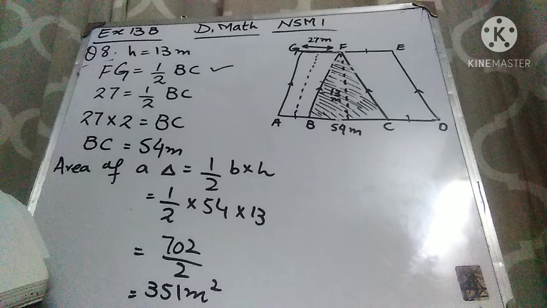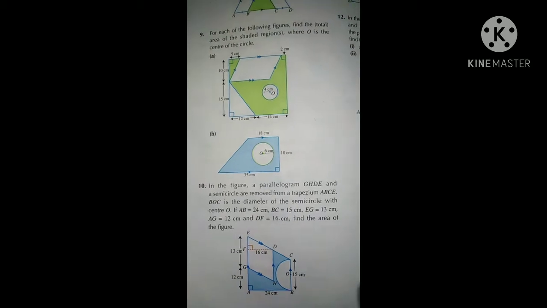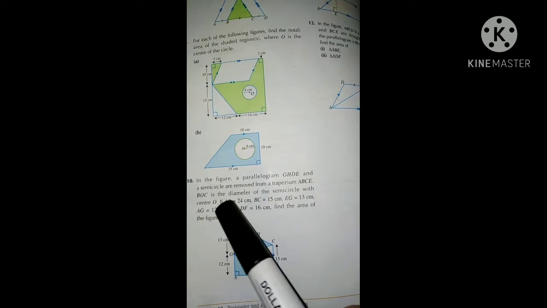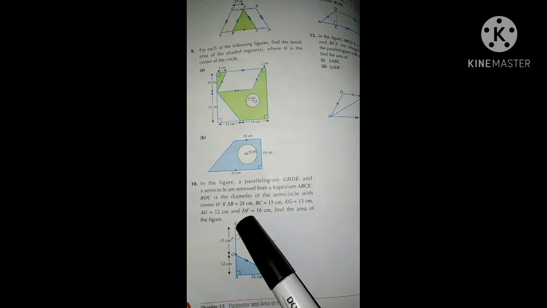Now let's come to question number 10. Students, question number 10 is: in the figure, a parallelogram GHDE and a semicircle are removed from a trapezium. They are saying that this semicircle and this parallelogram, both are removed from the whole figure, which is a trapezium, and the trapezium is ABCE. BOC is the diameter of the semicircle with center O. If AB is equal to 24 centimeter, BC is equal to 15 centimeter, EG is equal to 13 centimeter, AG is equal to 12 centimeter, and DF is equal to 16 centimeter, find the area of the figure.